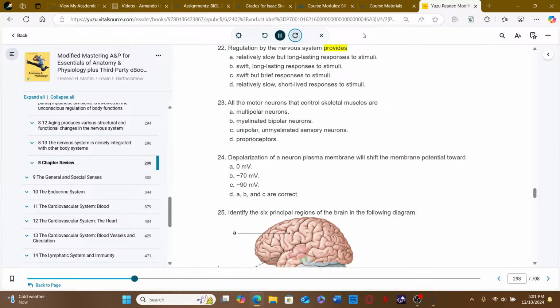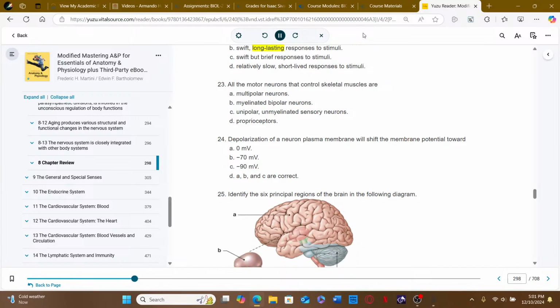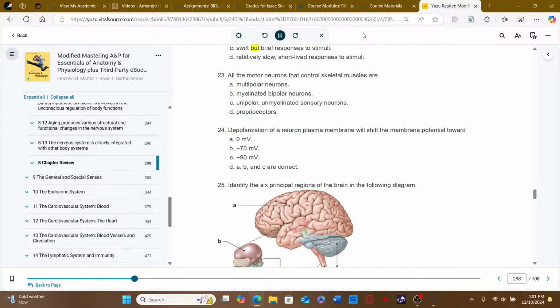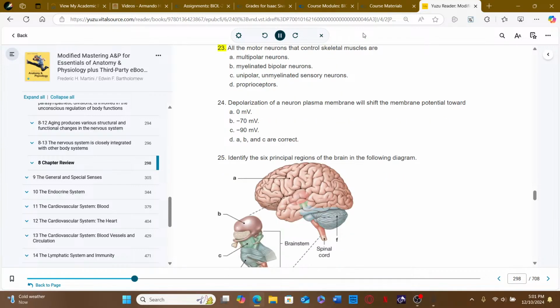22 Regulation by the nervous system provides relatively slow but long-lasting responses to stimuli. Swift, long-lasting responses to stimuli. Swift but brief responses to stimuli. Relatively slow, short-lived responses to stimuli.